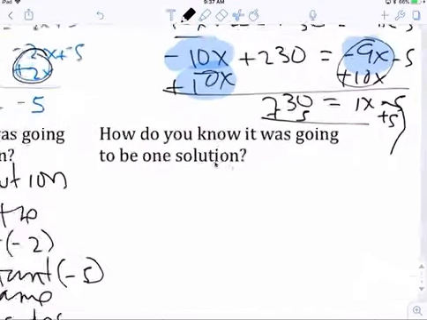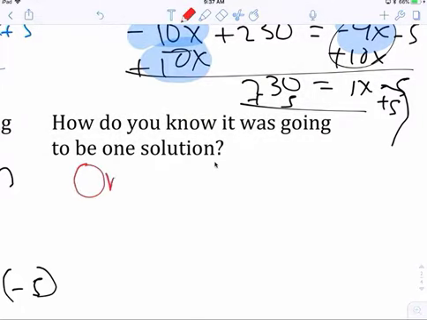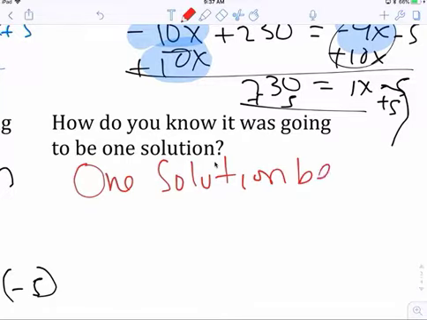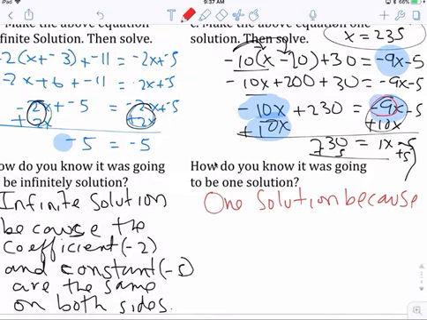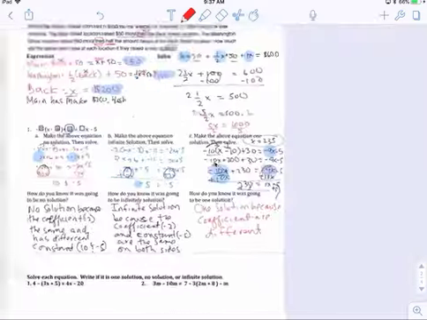Okay, one solution, because basically one solution because coefficient, that's coefficient, are different. Once the coefficients are different, it doesn't matter with the constant. They're going to be one solution.